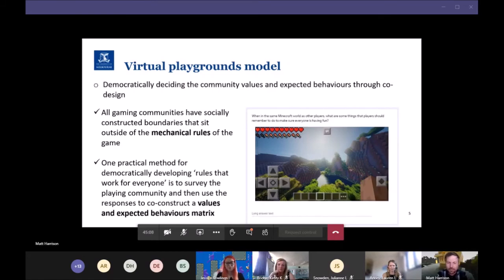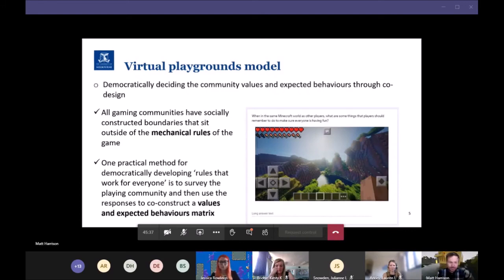So we know that all gaming communities have socially constructed boundaries that sit outside of the rules of the game. The game designers make these games so they follow certain rules. Games have physics engines. There are things that the game will let you do and won't let you do. But there are also these agreements between the players around you can do this, or if you want to do this, you should ask this person. And these are what we call the socially constructed rules.